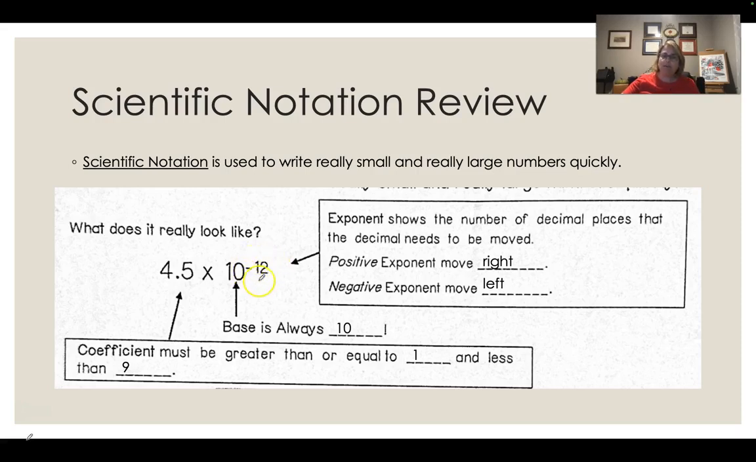And this exponent really tells us how many spaces to move our decimal. So if the exponent is positive, you want to make the number big, so you're going to move your decimal to the right. If your exponent is negative, that tells you it's really small, so you're going to move your decimal to the left. Okay?